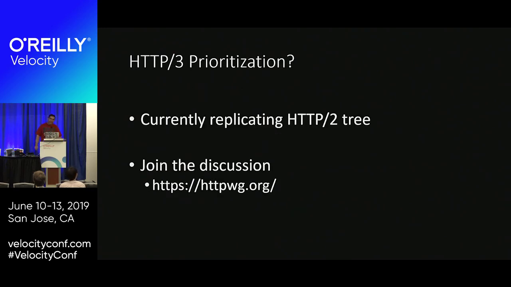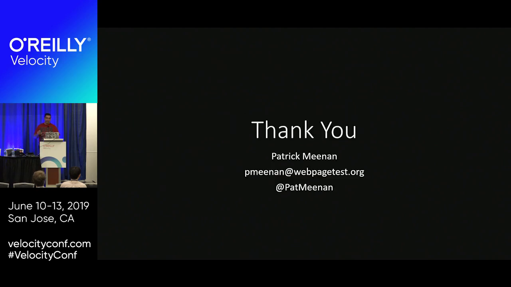HTTP/3 prioritization. Currently, the efforts are around replicating what HTTP/2 does with the tree. There is an offshoot where we're trying to come up with something better that's a little easier to rationalize, so we don't have this massive tree structure that we're trying to figure out how to balance and deliver things optimally. There is an HTTP working group where most of the discussions are going on if you wanted to join. But that is it. So thank you, and questions.